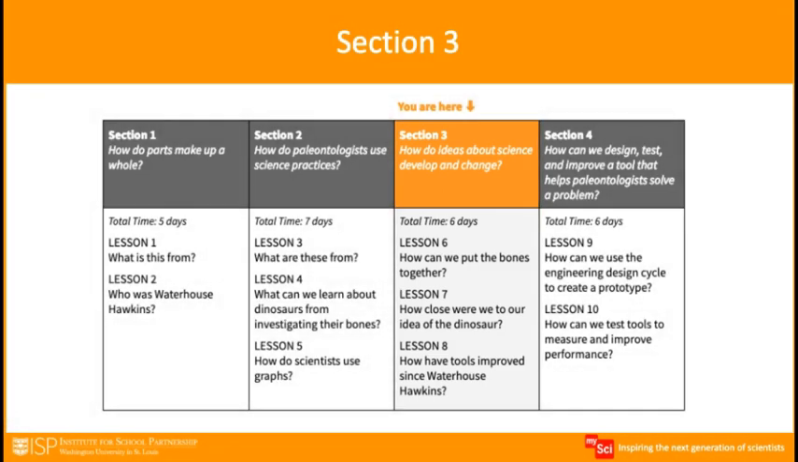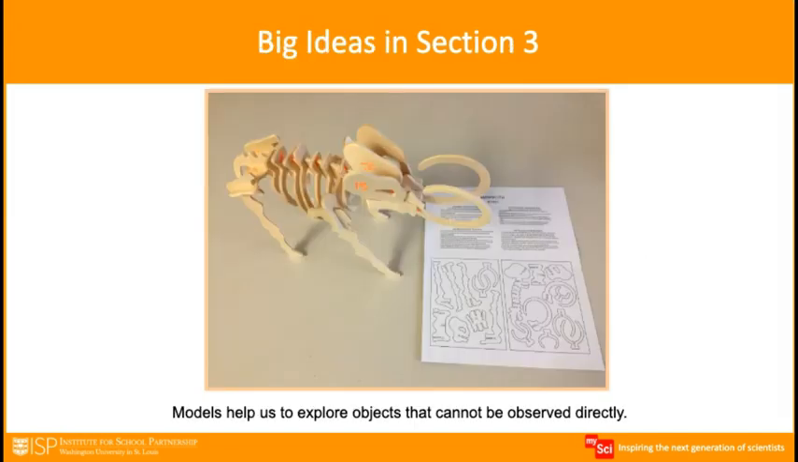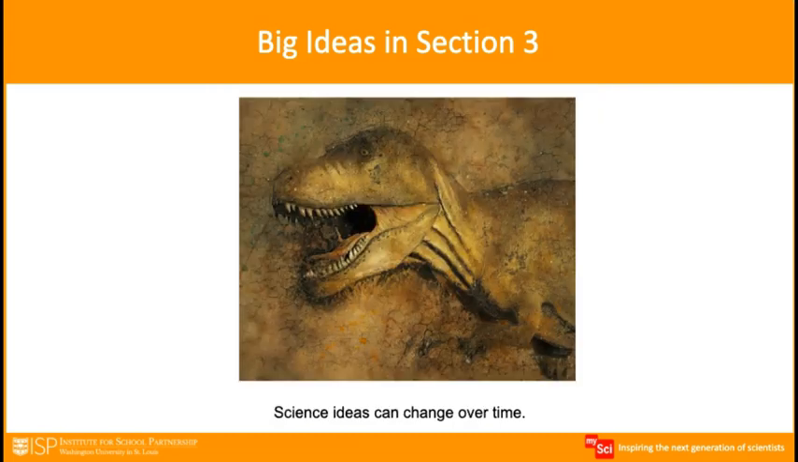In Section 3, students focus on how ideas about science develop and change over time. They construct 3D models, consider the role of technology in creating models, and explore how scientific tools have changed. This section will take about 6 days. Students will assemble models of dinosaurs, continuing the conversation about smaller parts that make up a whole, such as dinosaur bones that make up a whole dinosaur. Technology can help uncover new information about existing ideas. Students add to their models considering if dinosaurs had feathers or hair.